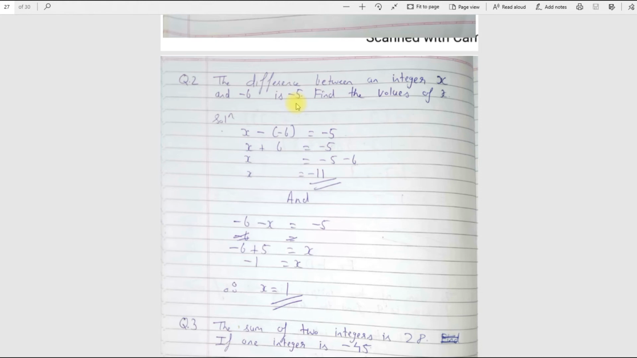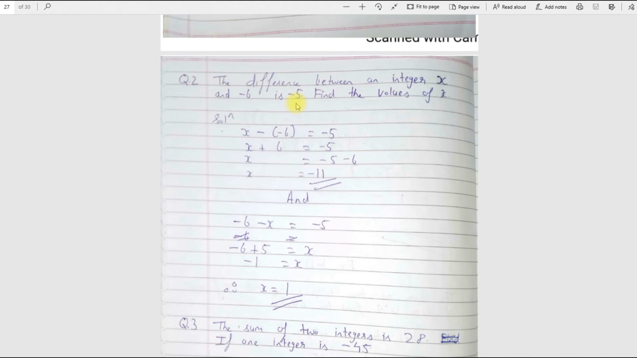So hope you understand this sum. Now the only difference is that they have not told us whether we have to do x minus 6 or we have to do minus 6 minus x. Understood? Whenever, for example, if I say subtract 2 from 3, so we know that we have to do 3 minus 2, because with from it is the other number minus the first number.